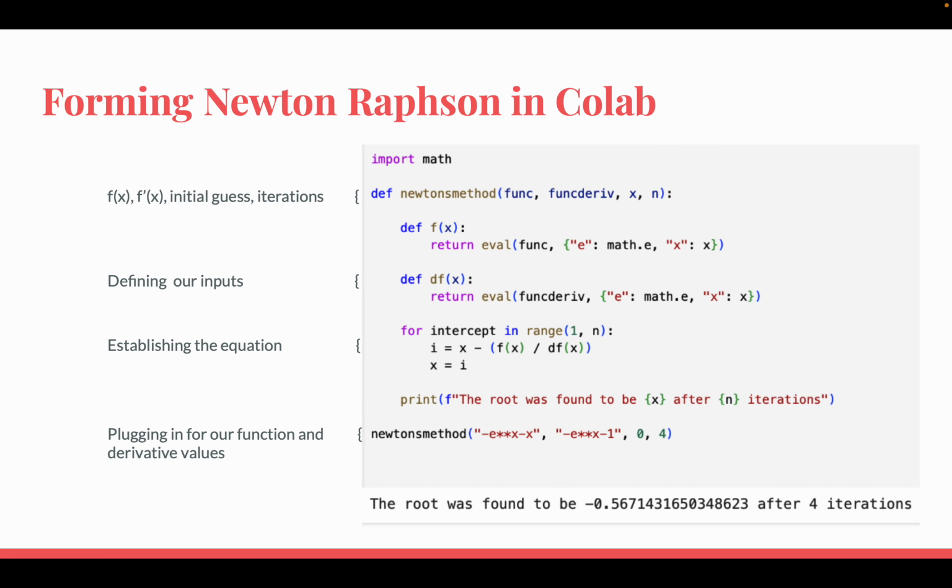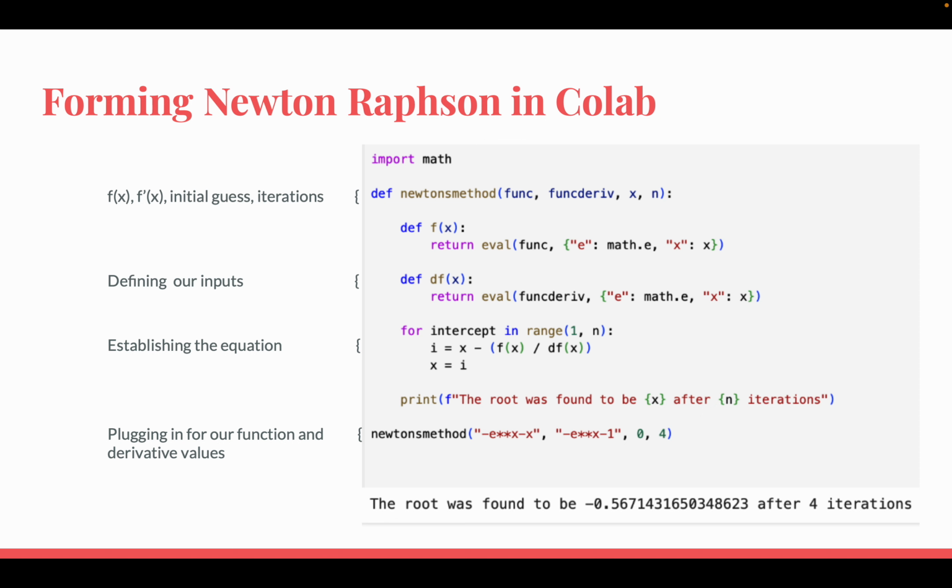When forming a Python script in Google Colab for the Newton Raphson method, odds are high you'll need to import some files to aid with the mathematical portion of the code. For this example, I found the root of our first example from the book, negative e to the x minus x. For starters, I gave Newton's method a definition, allowing for the input of the function, its derivative, an initial guess, and the number of iterations we wanted to use.